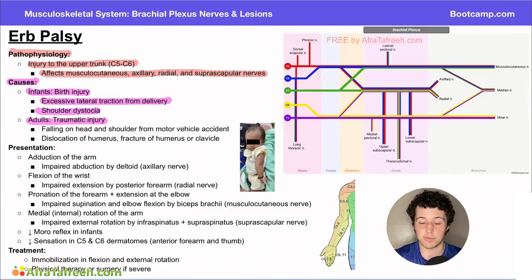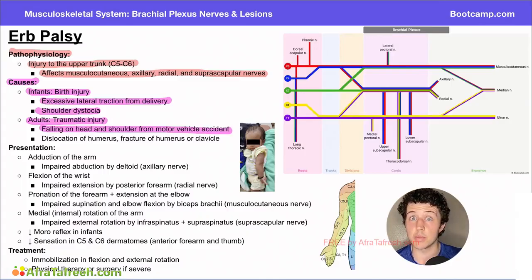If a patient were to fall on their head and shoulder from a motor vehicle accident, maybe they were riding a motorcycle or maybe they weren't wearing their seatbelt, wear your seatbelts kids, and then falling on their head causes lateral traction, pulling their head away from the affected shoulder. Additionally, there can be damage or compression to the upper trunk from a dislocation of the humerus or a fracture at the humerus or clavicle.